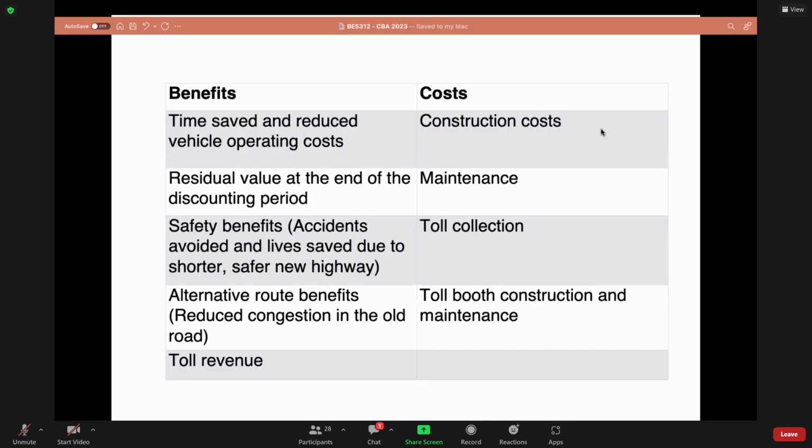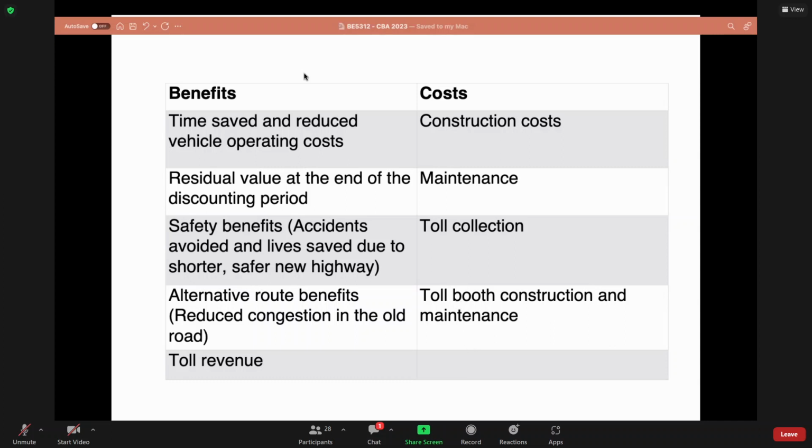There will, of course, be a construction cost involved. There might be maintenance costs. Then if it's the with-toll scenario, there'll be a cost associated with collecting tolls and constructing and maintaining toll booths.